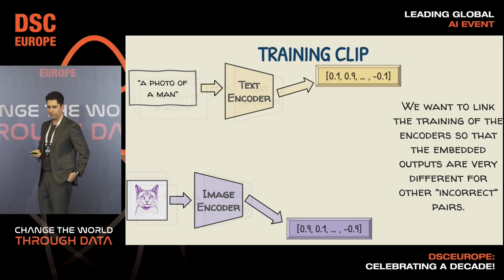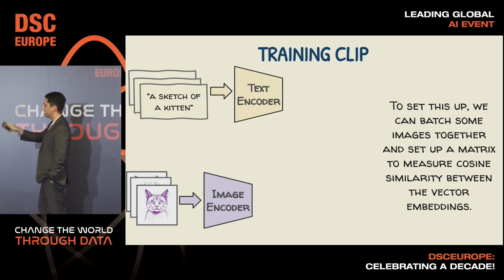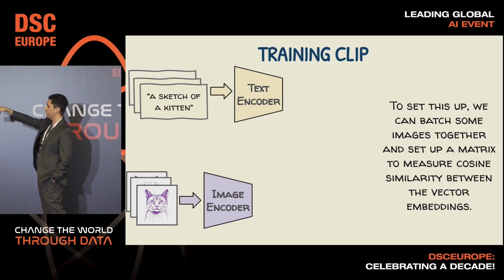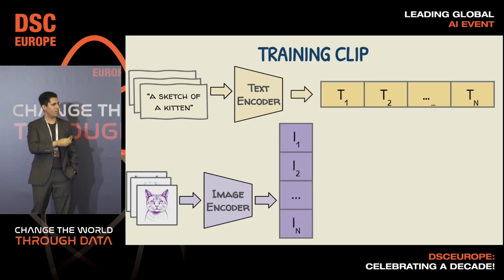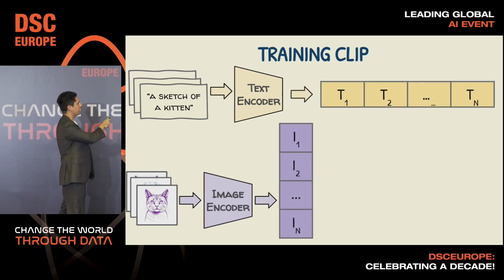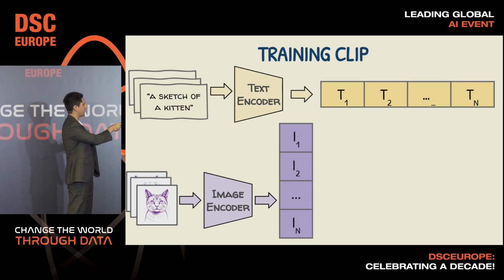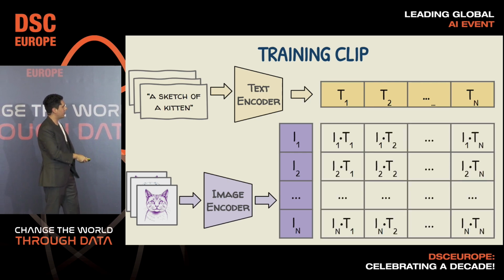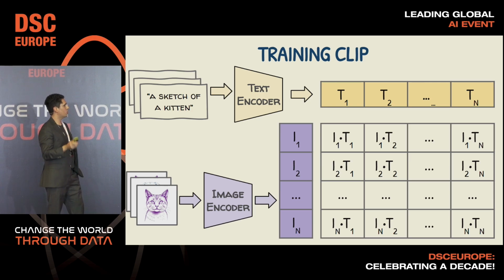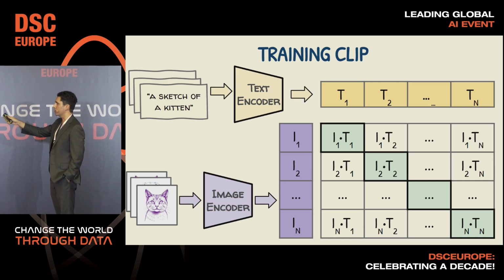And the way they would do this in training CLIP is they would batch some images together and set up a batch of both the text and the image pairs. And you can set up a matrix to then measure cosine similarity between the vector embeddings. So you have a bunch of text strings that you encode to some vector representation. And then you have a bunch of images that match up with these that you encode to some image embedding. And what you're going to do is end up assembling this matrix. And then the training process to update these weights is along the diagonal. This is where they actually correctly match.